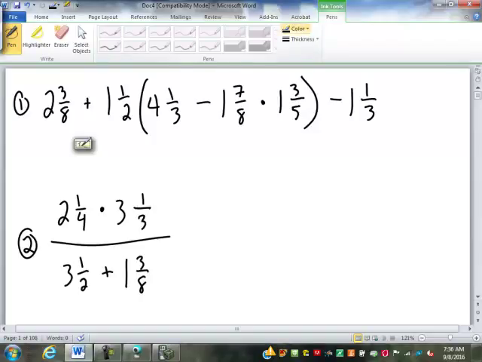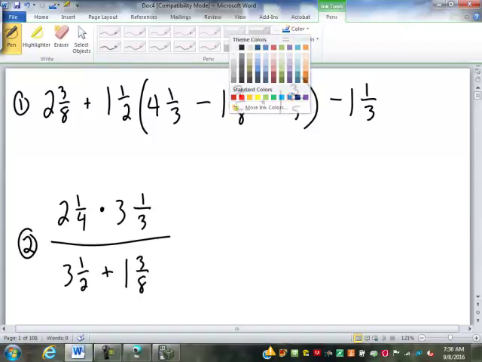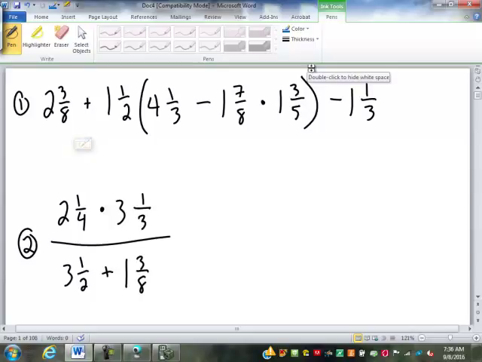Okay, let's take a look at how you did with these. The top one up there. Obviously, we have to do the parentheses first. In there, of course, we have to multiply 1 and 7/8 times 1 and 3/5. What does that become?